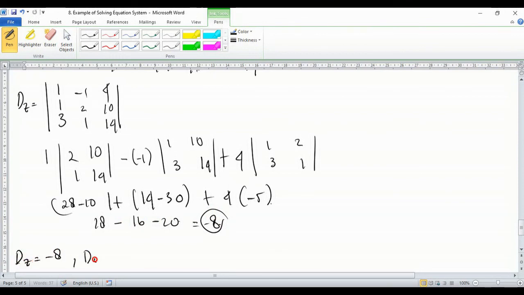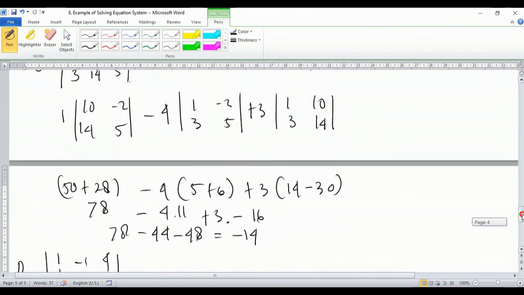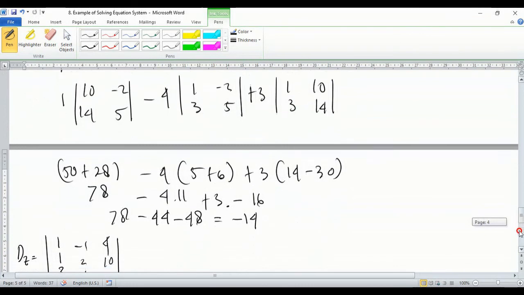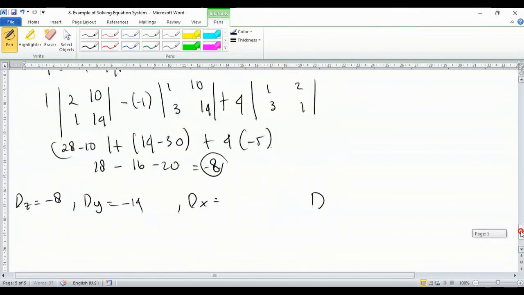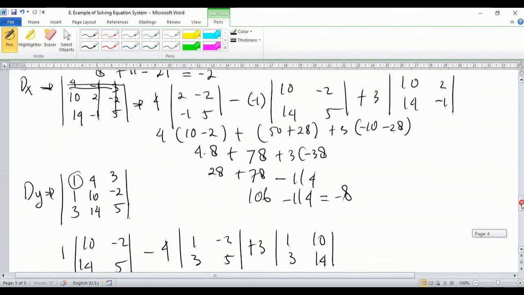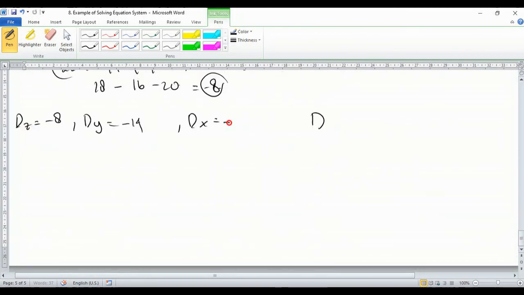And then what is dy? What is dx? And then what is the d? So we need to solve them first. Okay, dy is minus 14. Dy is minus 14, and then dx, what's the dx? Dx is minus x, and then d is minus 2, everyone.